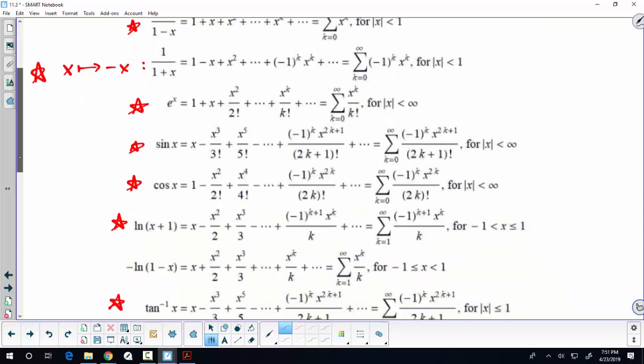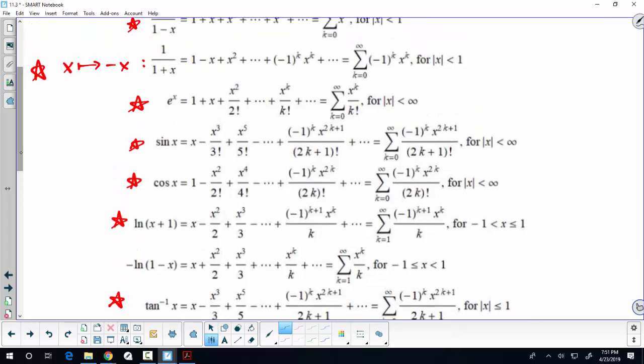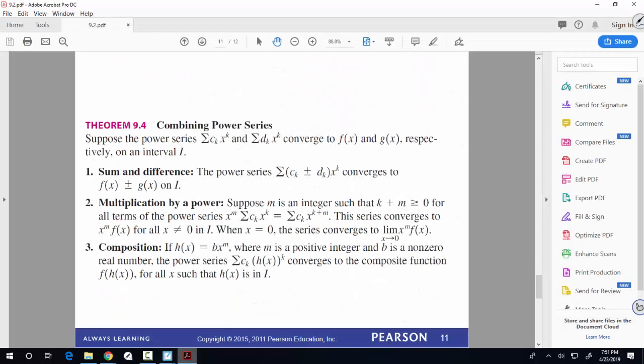With this table and theorem 11.4, these are old slides, but the theorem told us how to combine power series with sums and differences, with multiplication and with composition. Those operations lend to the table.